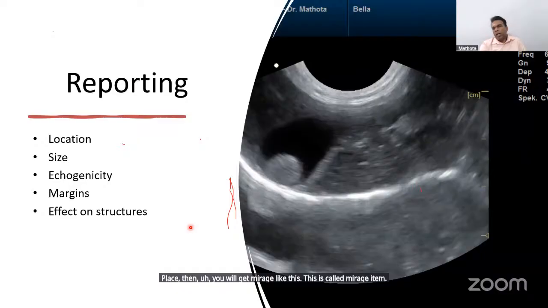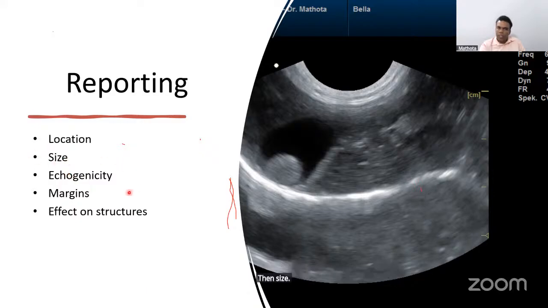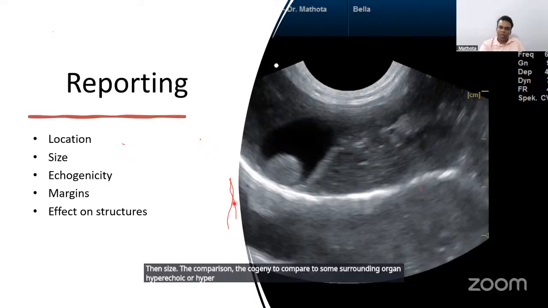Then reporting. When you find something, you will have to report. When you write an ultrasound report, you have to describe in this order. First, you will have to describe the location of the lesion. Then size. Then echogenicity, compared to some surrounding organ: hyperechoic or hypoechoic, moderately echogenic, like that. You will have to say the echogenicity of the structure.